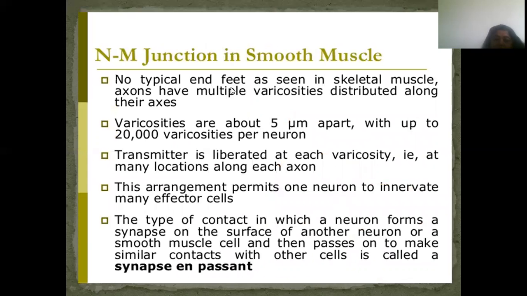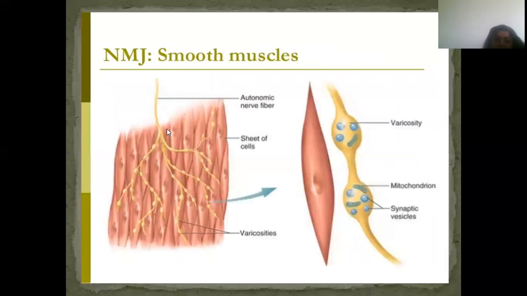There are no typical end feet as seen in skeletal muscle, and axons have multiple varicosities distributed along their axis. These varicosities are about 5 micrometers apart, with up to 20,000 varicosities per neuron. The type of contact in which a neuron forms a synapse on the surface of another neuron or a smooth muscle cell and then passes on to make a similar contact is known as synapse en passant. Here is the diagram of NMJ or neuromuscular junction. You can see that very clearly. You can see the varicosities over here, this yellow part.